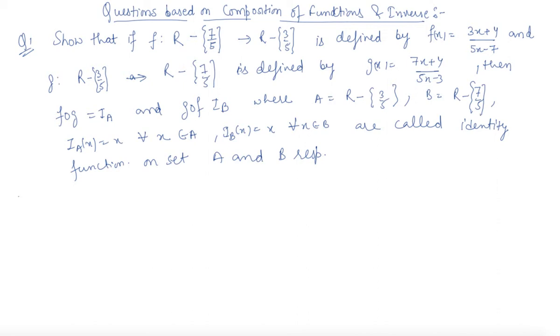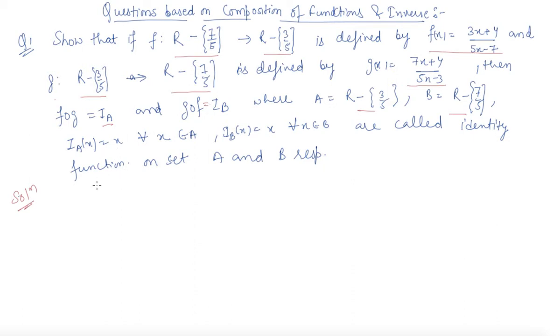So students, here is the question, which is very lengthy to read. We need to understand the question very deeply so that we can attempt it. Show that if function f is defined from R minus 7/5 to R minus 3/5 by the given rule, and another function g from this range to this range is defined by g(x) = (7x+4)/(5x-3), then f of g equals the identity function I_A, and g of f equals I_B, where A and B are these sets. So we need to prove that f of g is this and g of f is this.